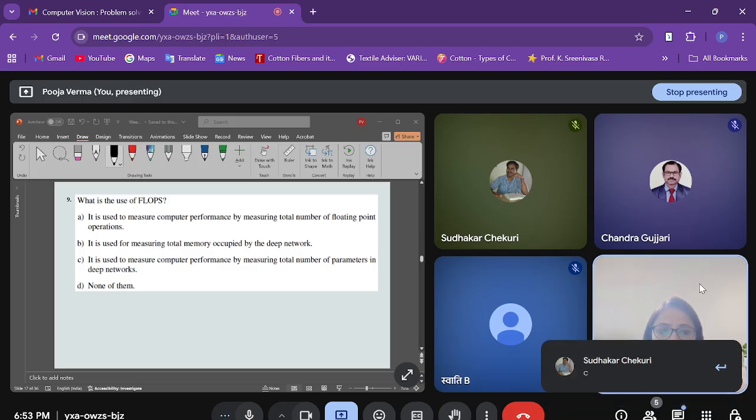Okay, option C: it is used to measure computer performance by measuring the total number of parameters in the deep network.